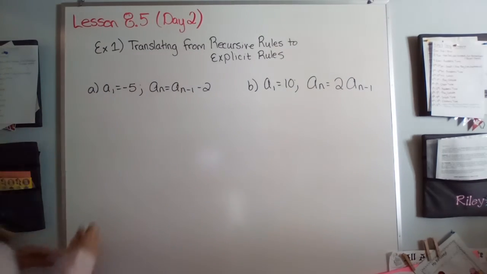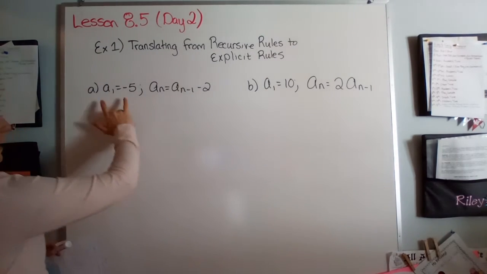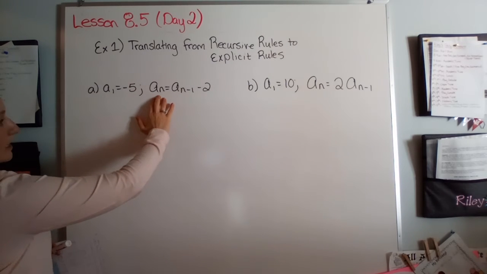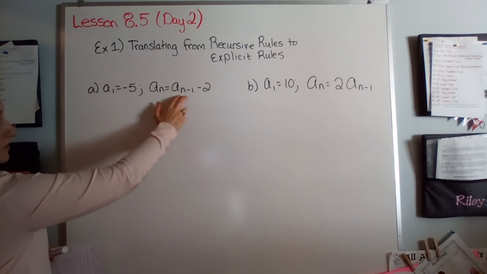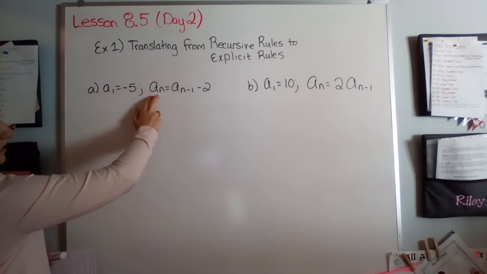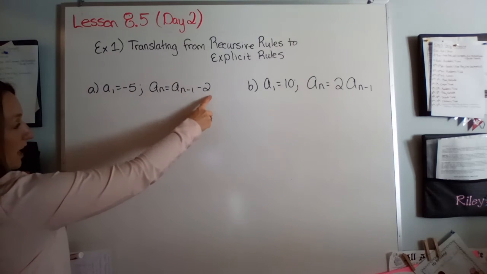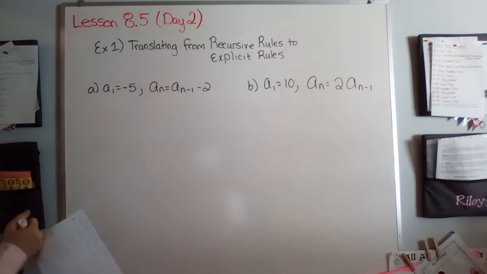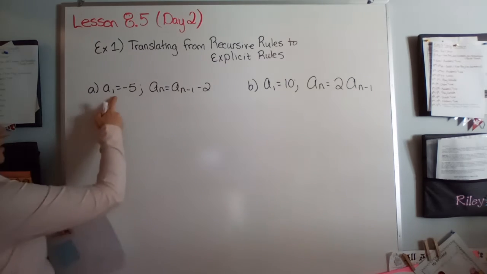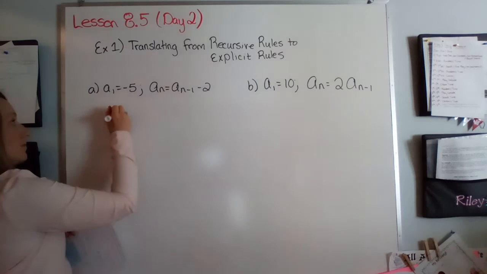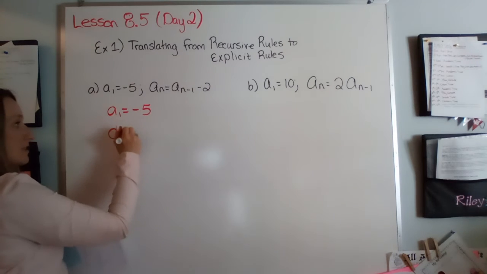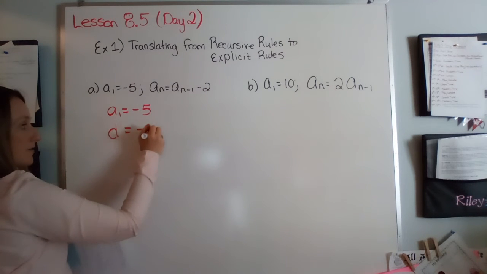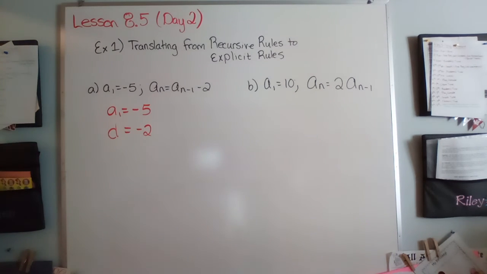Okay? So here is my recursive rule. I give the beginning sequence, and I give the rule how to get from the previous term to the new term. So to get to the next term, you take the previous term and you subtract 2. So from here, you need to identify two things, right? You need to identify that the first term is -5, and the common difference, I'm pulling from here, is -2. Those are the two pieces of information I need to write an explicit rule.